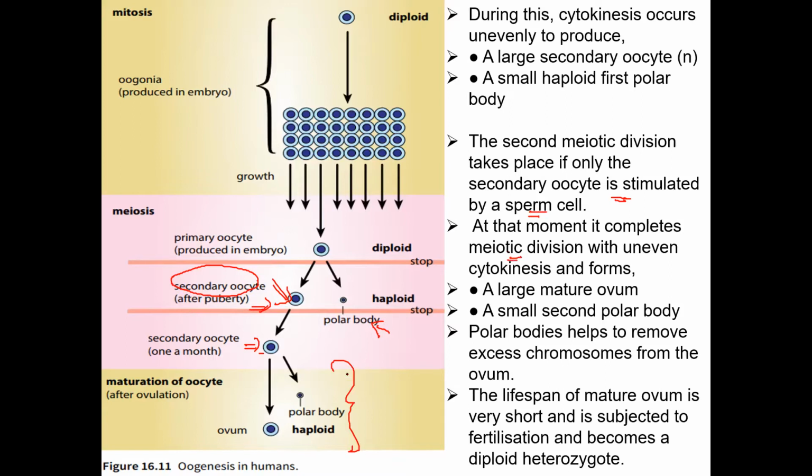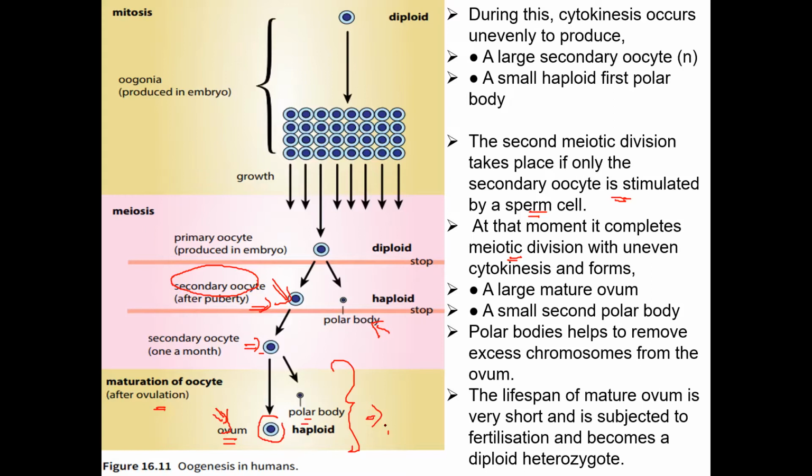Again, the same thing would happen. There will be uneven distribution of cytoplasm. So one of them will develop into an ovum after maturation, and this will be happening after ovulation, and the other would develop into a polar body, which will definitely degenerate. Now, this process takes place once this secondary oocyte is stimulated by a sperm cell.